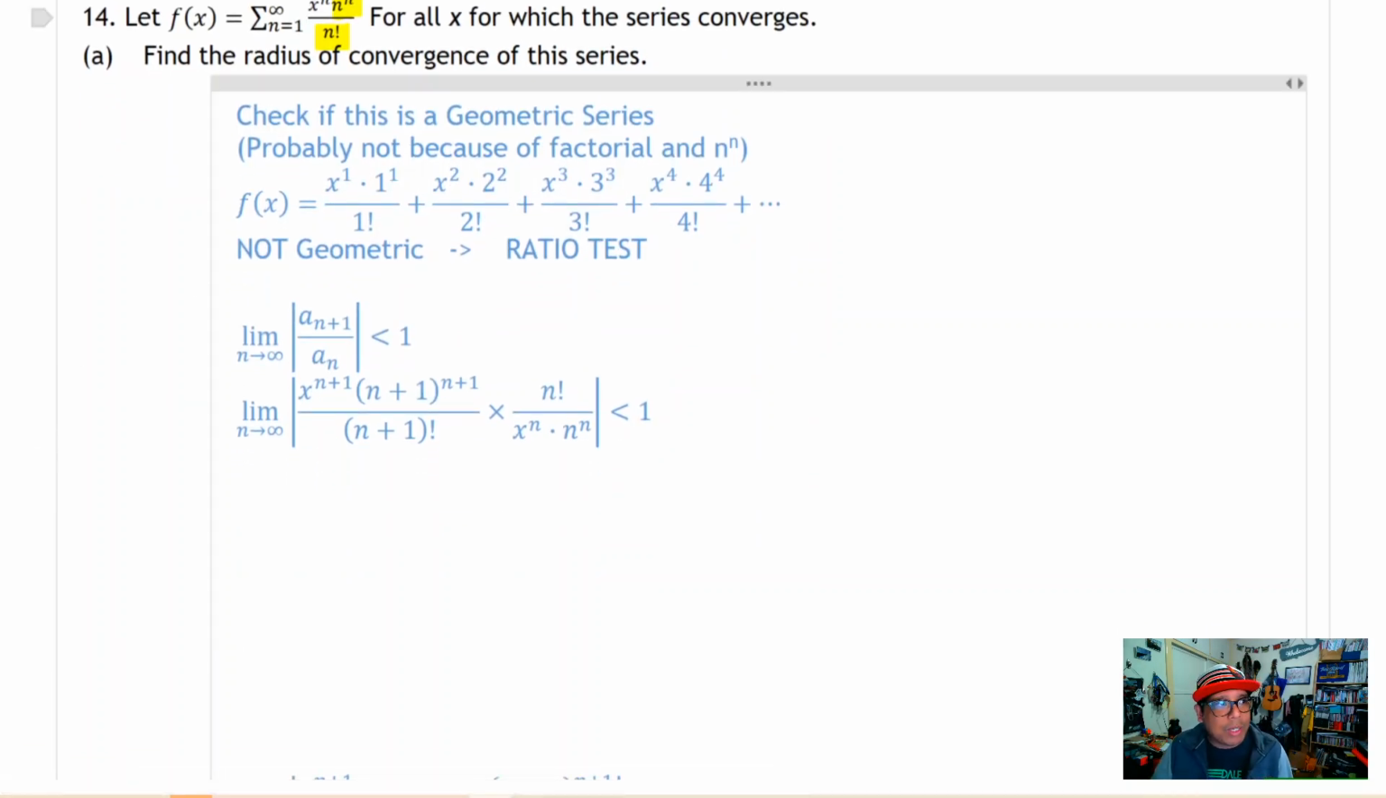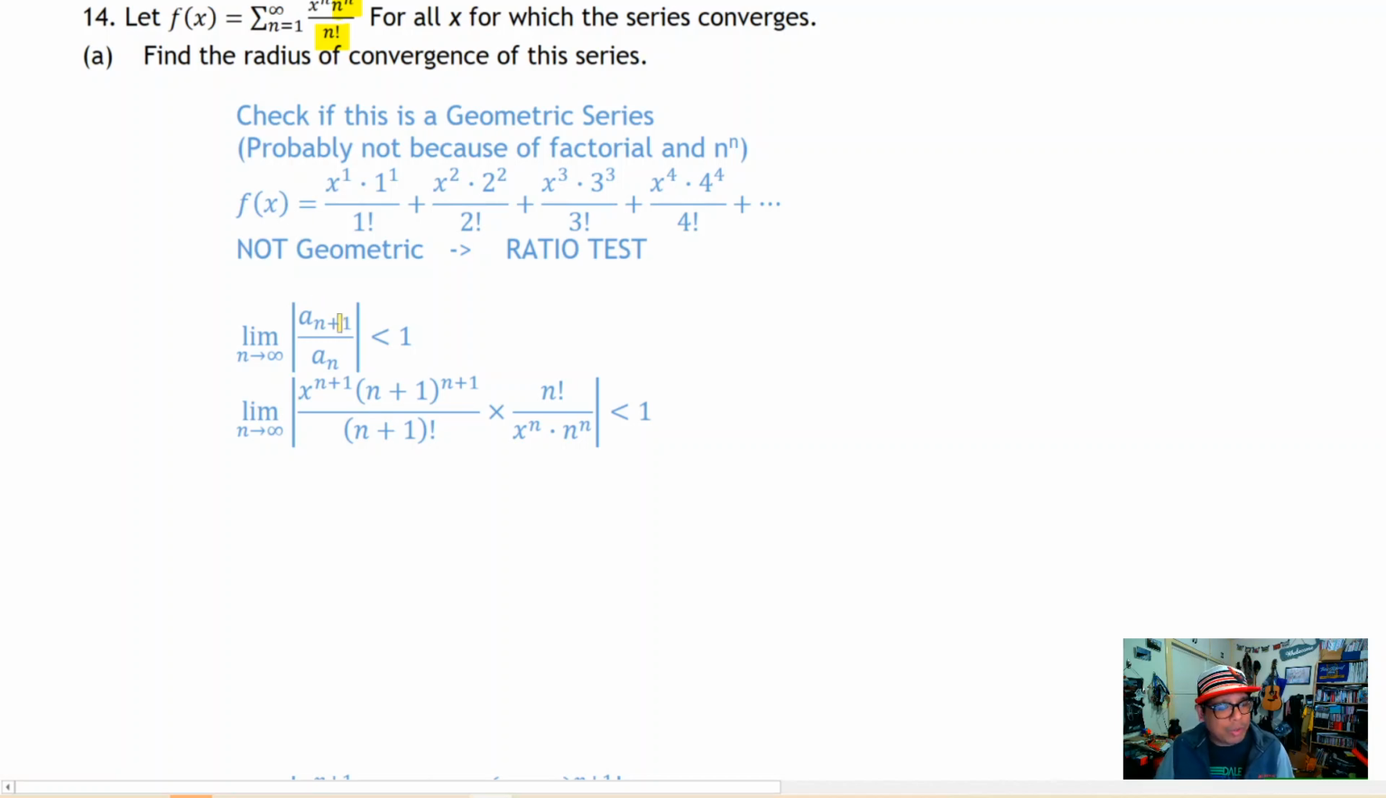Like for every other ratio test, I like to group things together. So you'll notice we have x to the n plus 1 and x to the n. I'm going to put those together on their own fraction bar. We also have the factorial stuff, n plus 1 factorial and n factorial. And lastly, we have the exponential stuff, n plus 1 to the n plus 1 and n to the n. Kind of nervous about that n plus 1 to the n plus 1 power over n to the n. Not quite sure how that's going to work out, but let's take a look.